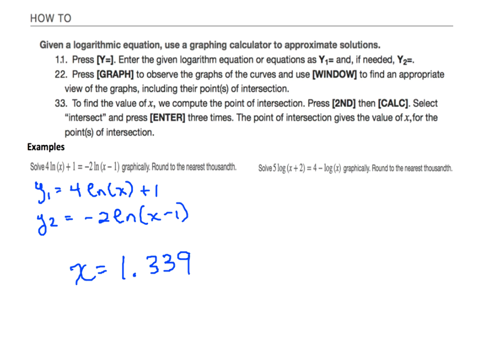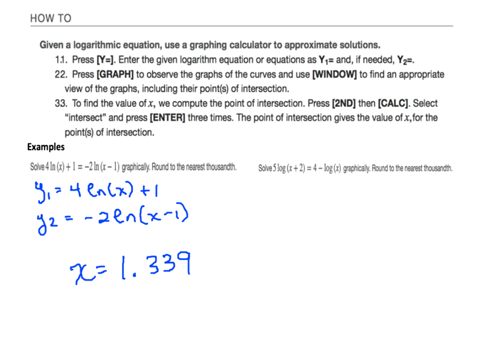Okay, same thing with the next one. I'm not going to show you on Desmos because we've already seen that and I don't want to waste your time. So 5 times the log of, I'm just putting this into my TI calculator, x plus 2. And my y2 is 4 minus the log of x. I'm going to graph that. Okay, I'm already seeing a good picture.